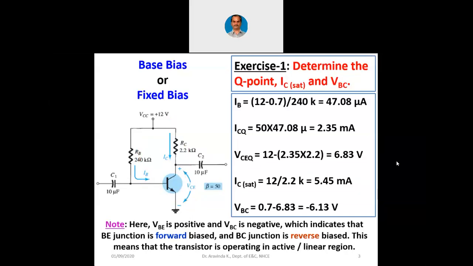Okay, I hope this point is clear. Let me go to the next slide where I have the next exercise. This base bias is also called fixed bias. We had one exercise. Let us see the next exercise.